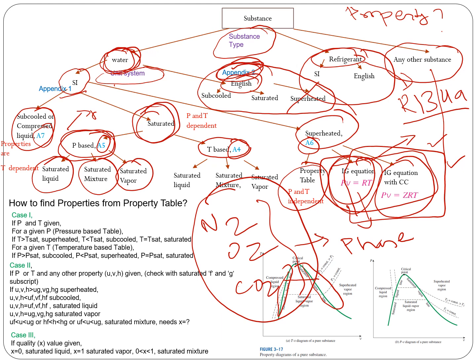So for nitrogen, you will not have subcooled nitrogen or a saturated mixture. So only for gas phase or superheated. And you'll find the table for other substances as well in the appendix.